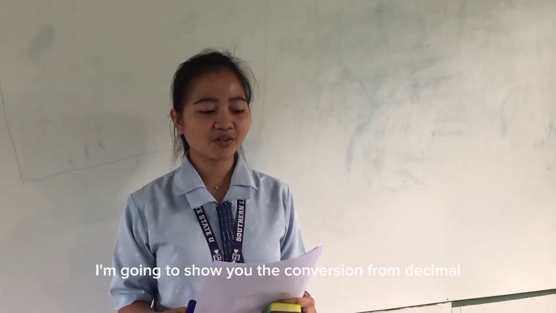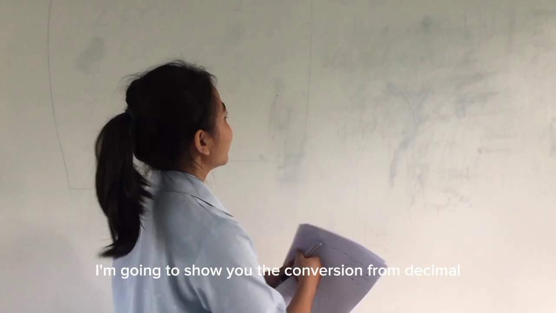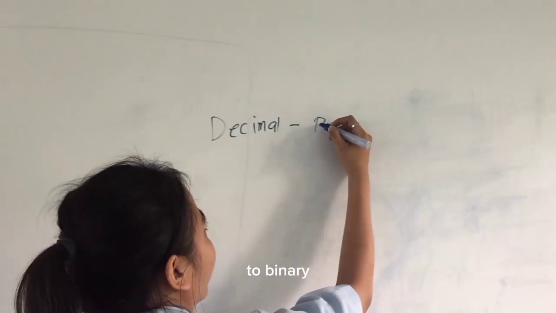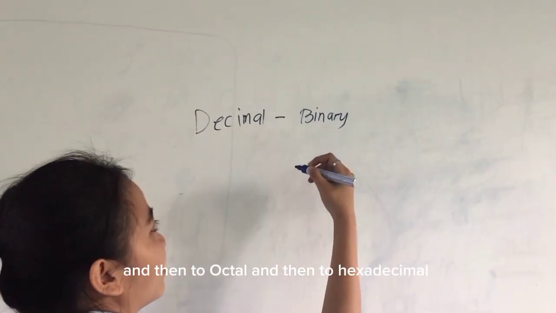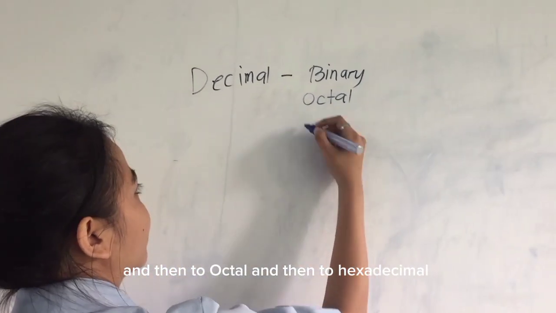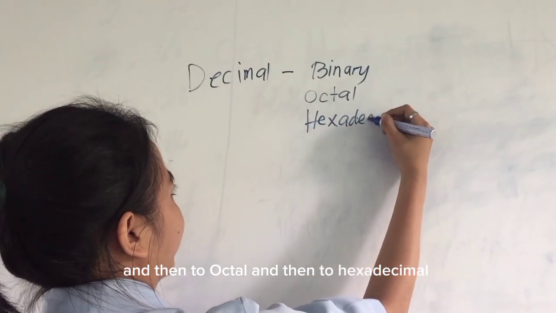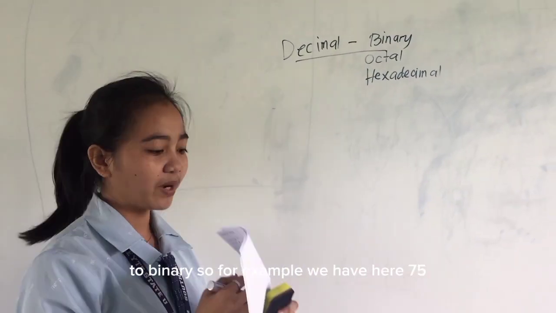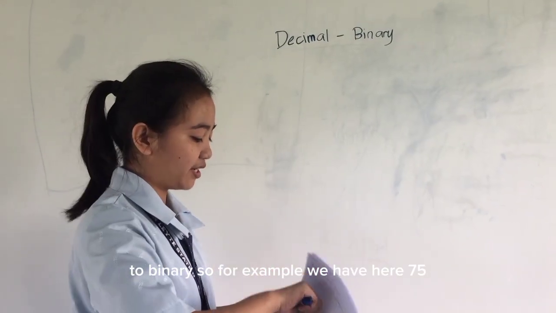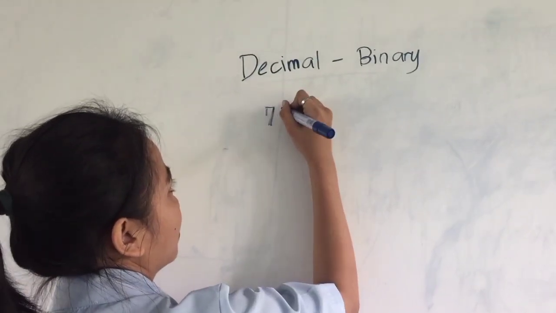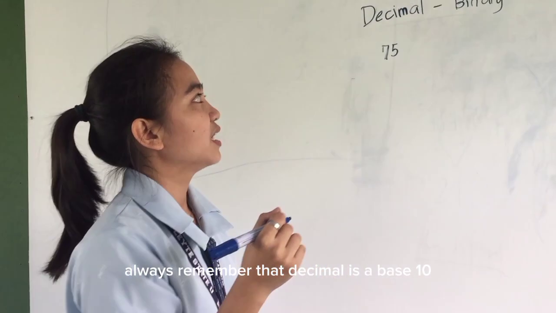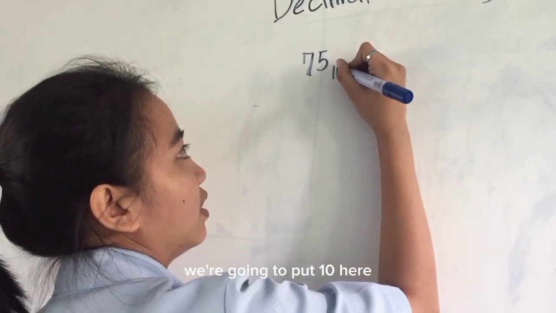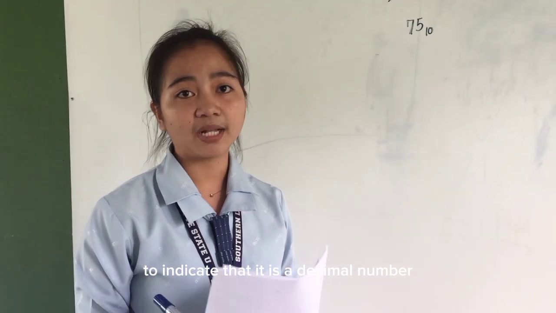So next, I'm going to show you the conversion from decimal to binary, and then to octal, and then to hexadecimal. So first, I'm going to show you the conversion from decimal to binary. So for example, we have here 75. Always remember that decimal is a base 10. So we're going to put 10 here to indicate that it is a decimal number.